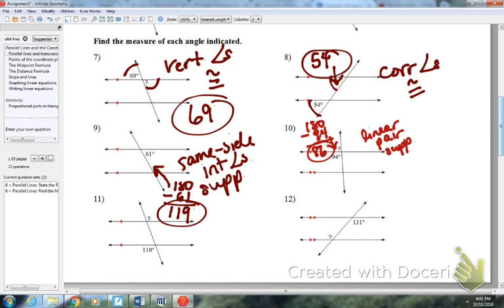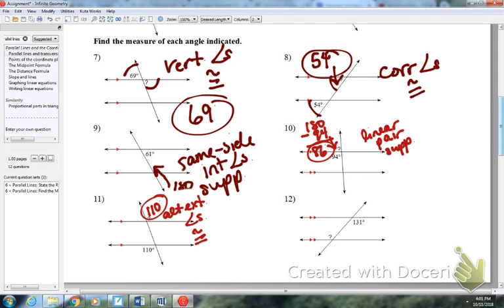Okay, so if I continue on for the last two, let me erase this one. This particular example is a picture of your alternate exterior angles. Remember, alternate exterior angles are exterior angles, which these obviously both are, and they're on opposite sides of the transversal. The question mark angle is on the right and the 110 degree angle is on the left. Alternate exterior angles are congruent, so my question mark angle here is also going to be 110 degrees.